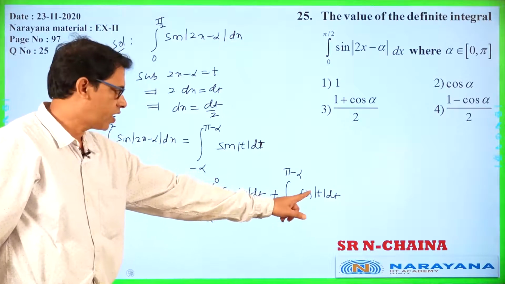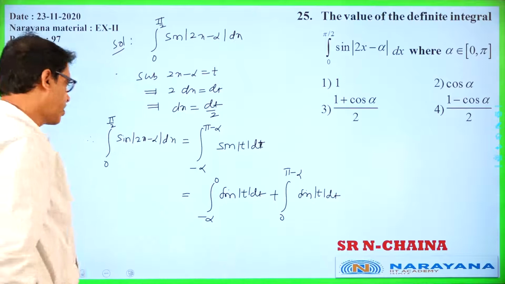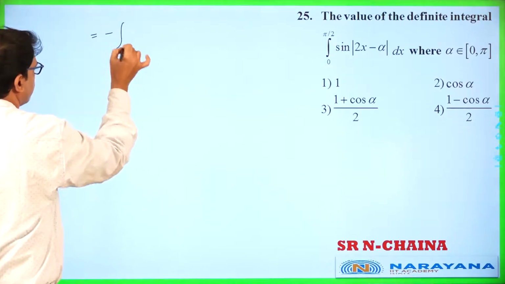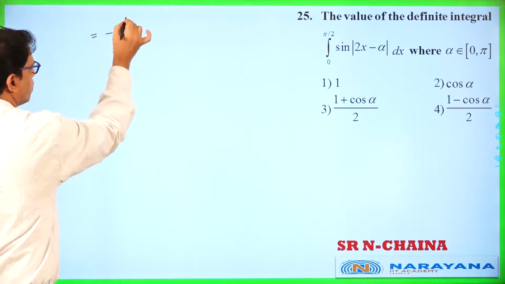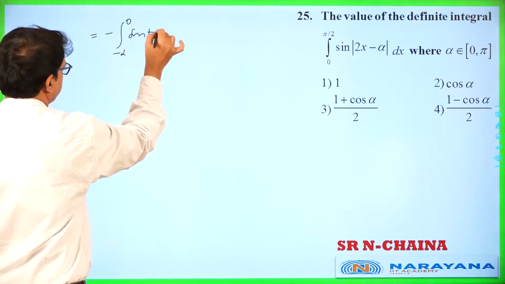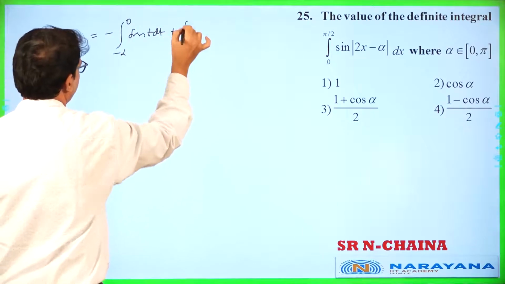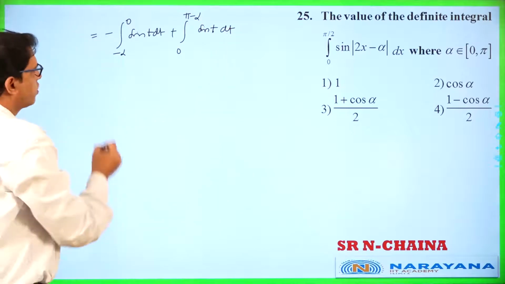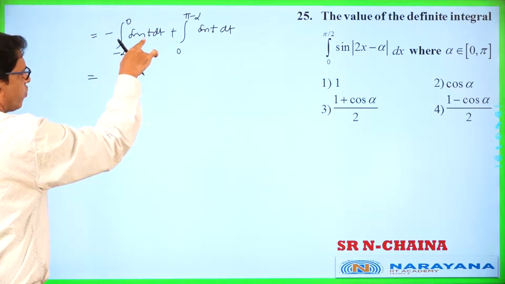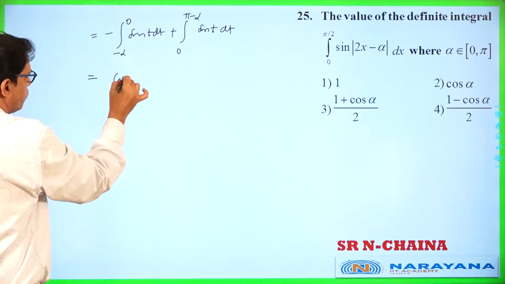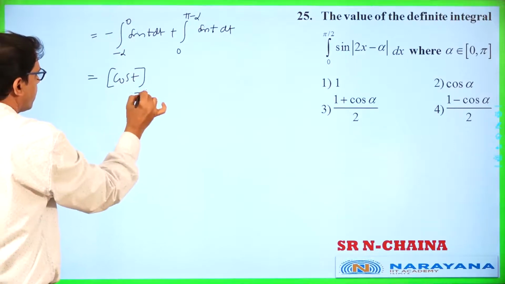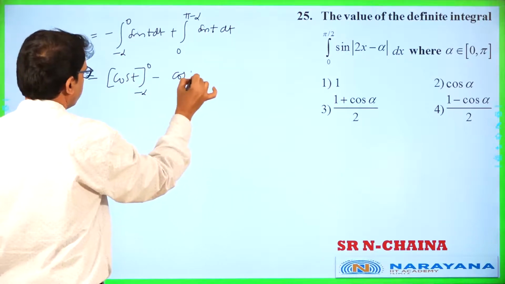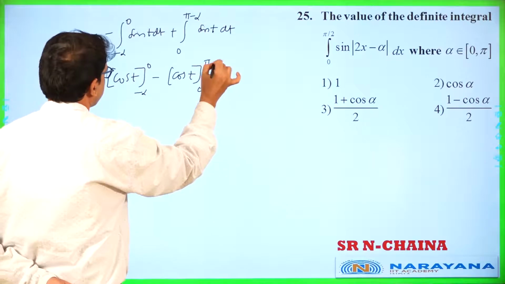So sin mod of t equals sin t only, meaning minus infinity to minus alpha, minus alpha to 0 sin t dt, then plus 0 to pi minus alpha sin t dt. Now integration of sin t is minus cos t, minus of minus is plus, so this is cos t, with limits minus alpha to 0. Here integration is minus cos t, with limits 0 to pi minus alpha.